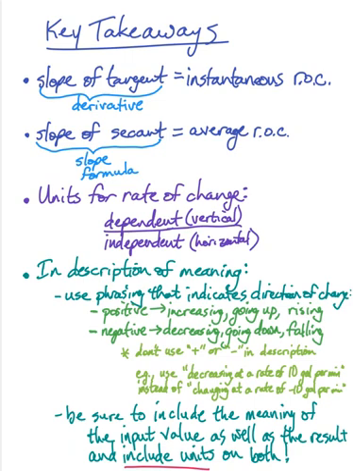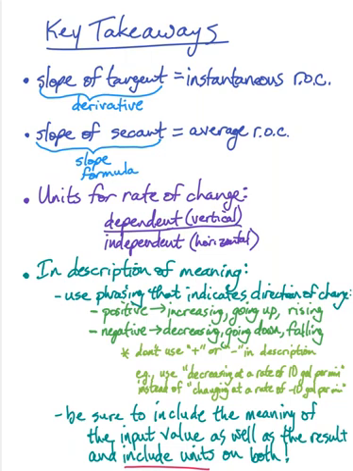When we're describing the meaning of an answer, whether the meaning of the value of a function or the meaning of the value of the derivative of that function, a couple of things. First of all, we want to use phrasing that indicates the direction of change. So if the derivative is positive, we want to use words like the value is increasing, the value is going up, the value is rising. If it's negative, we want to say decreasing, going down, falling. We're not going to use pluses and minuses in our answers. In our description, we're going to use these keywords, increasing, decreasing, instead of using a negative.